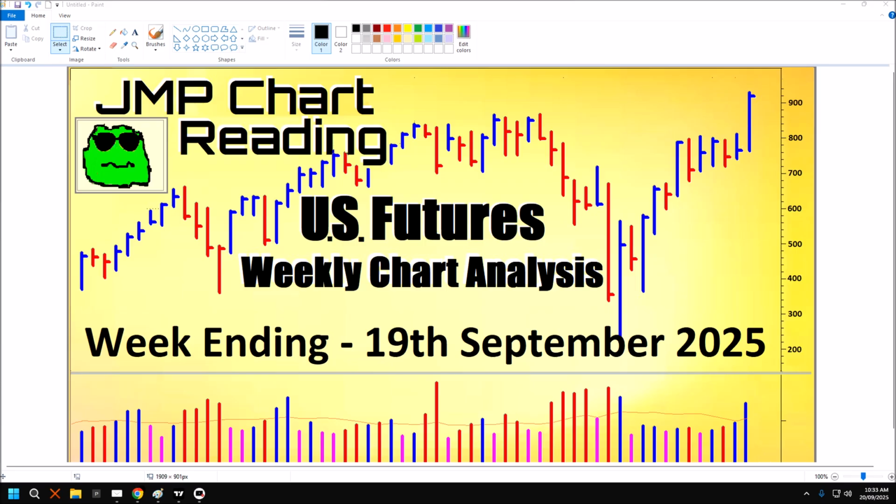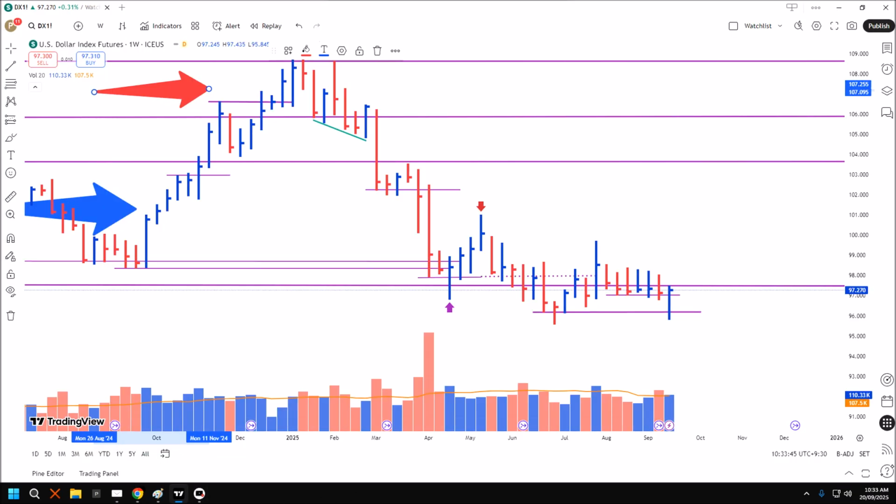This is the US Futures Weekly Chart Analysis for the week ending 19th of September 2025. The first chart is the US dollar index futures. They closed a little higher this week.